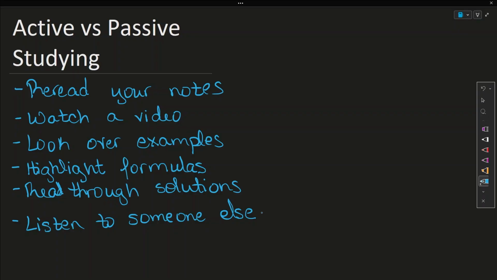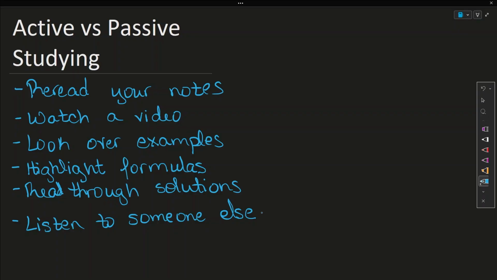These activities are not bad. In fact, they can be very helpful at the beginning of learning something. The problem is when passive studying is the only thing you do. Here's why. On a math exam, you are not usually asked to recognize a solution that someone else already completed. You are asked to solve a problem yourself. You have to decide where to start, what method to use, what steps to take, and how to check whether your answer makes sense.